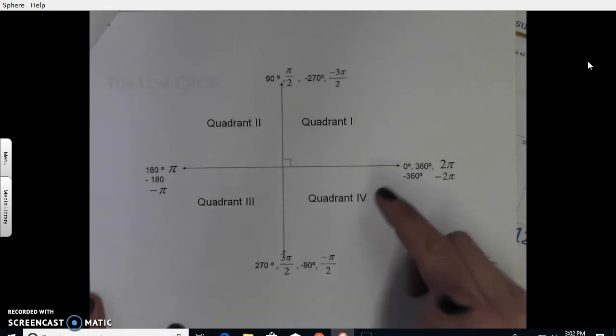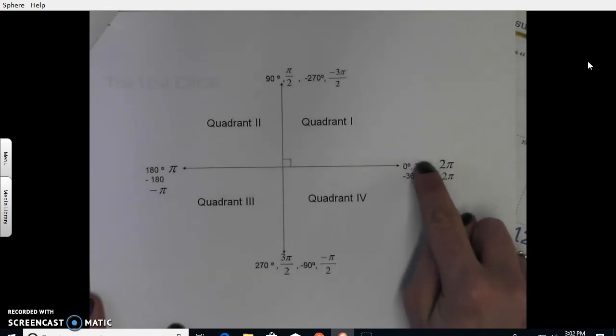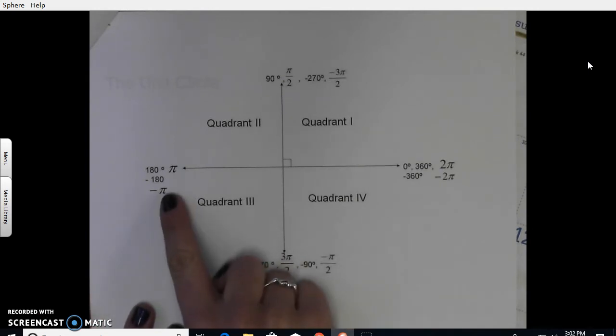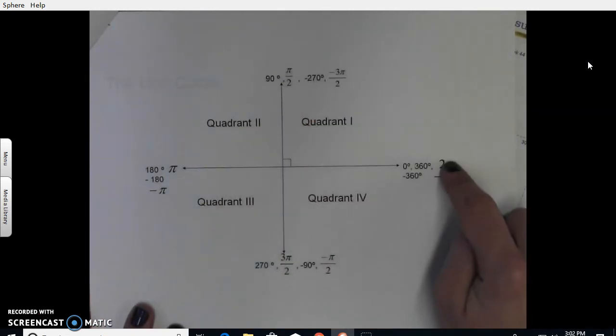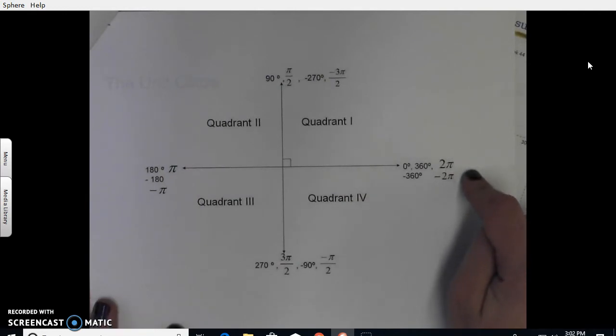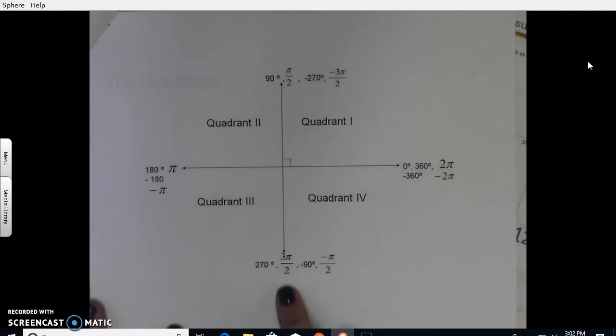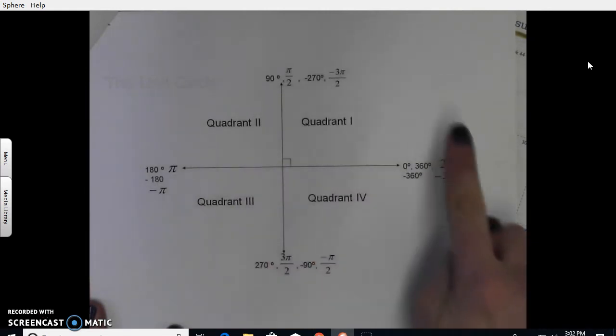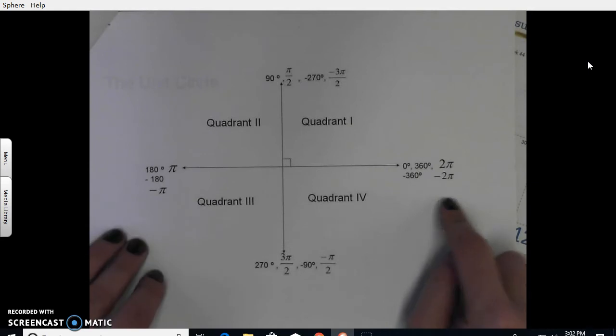Then if we have a negative angle, we still start at 0 here, but now negative 90 is at the bottom, negative 180, negative 270, negative 360. And just like the degrees would be the radians, so negative pi over 2, negative pi, negative 3 pi over 2, and negative 2 pi.